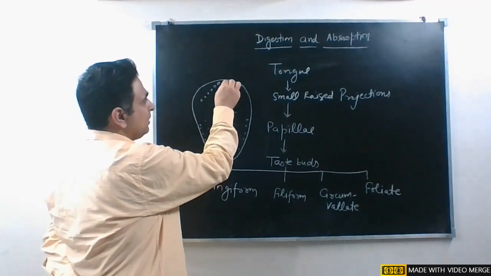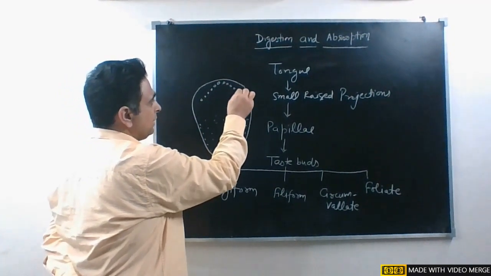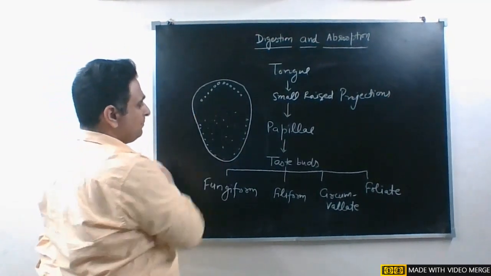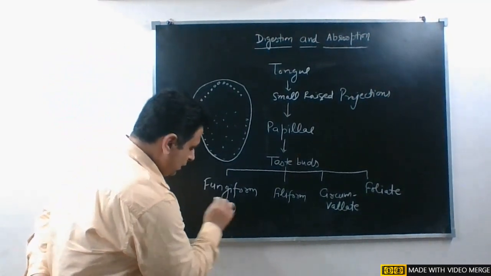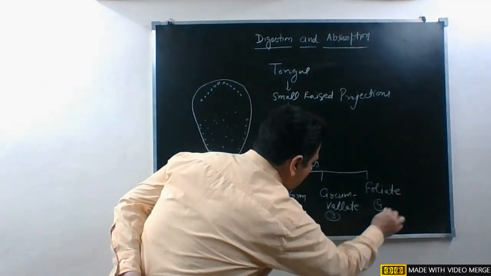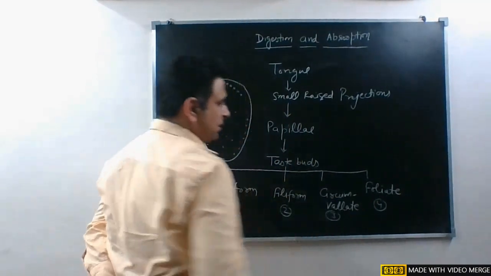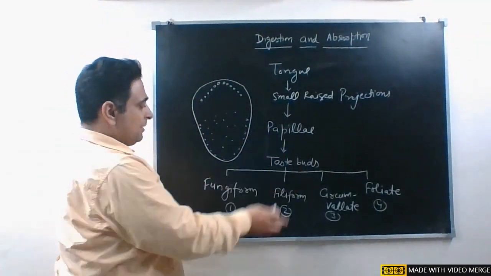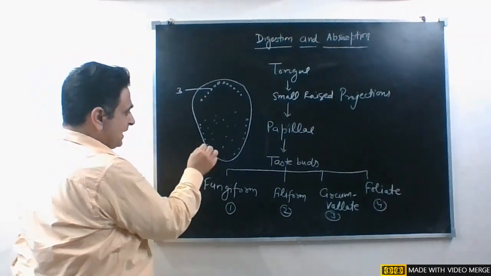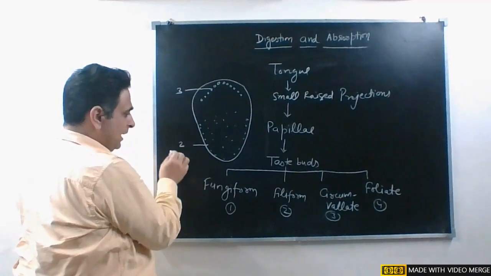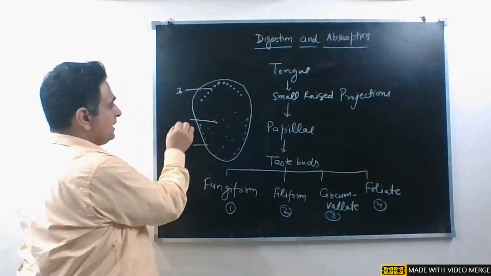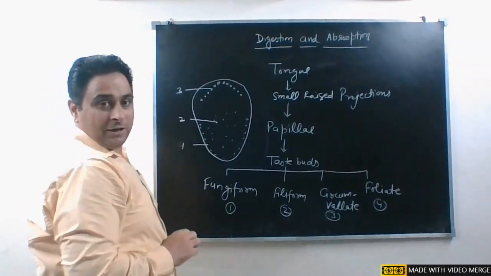They are 8 to 10 in number. So these are circumvallate papillae. I am giving numbering to all. Foliate papillae are absent in humans, so we will not consider them. So this is circumvallate papillae, number 3. These on the sides are fungiform papillae, number 1, and throughout the tongue, those are filiform papillae.